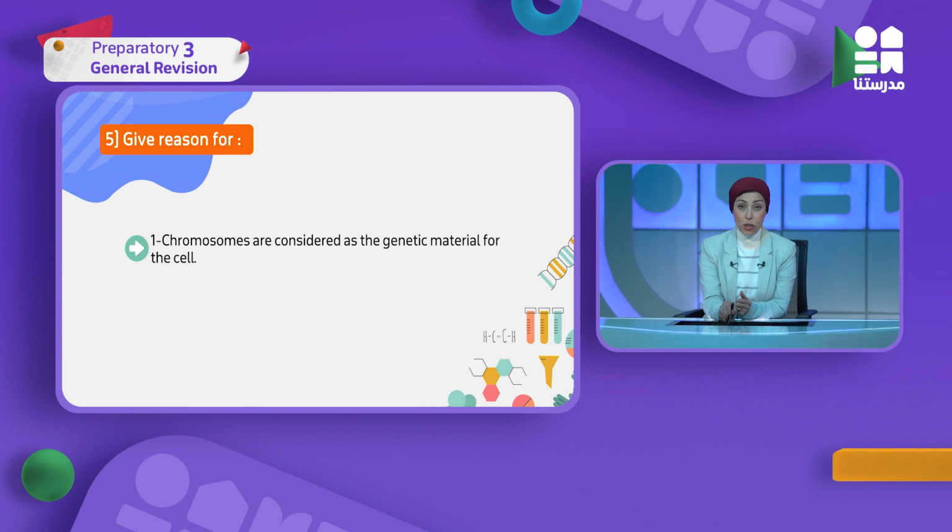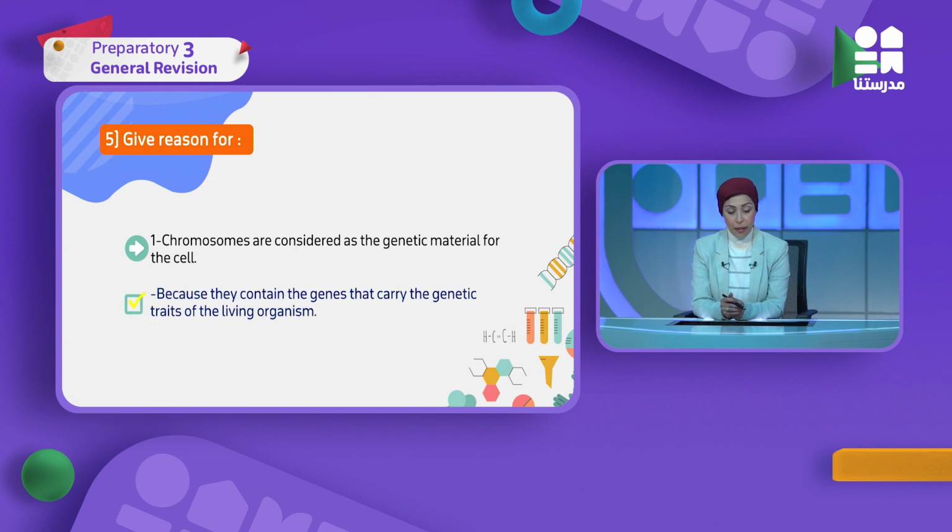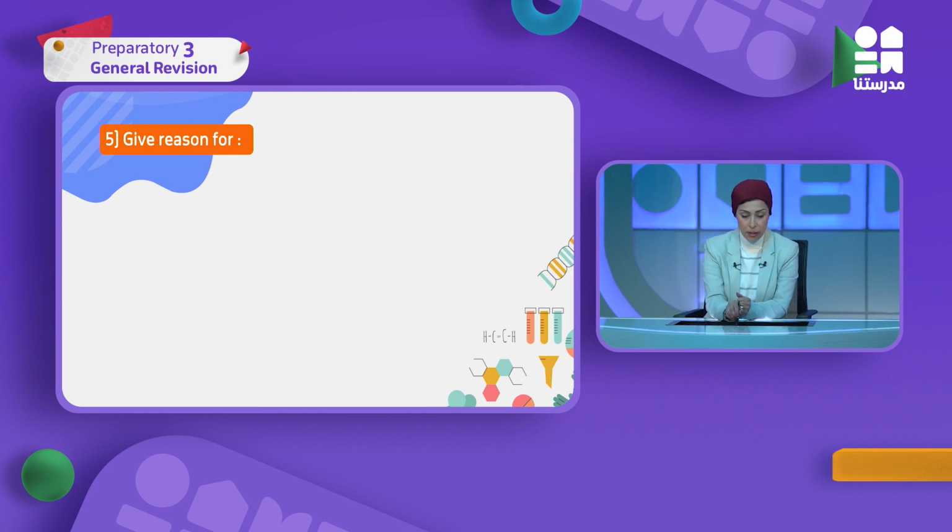ليه chromosomes considered genetic material for the cell? Because they contain the genes that carry the genetic traits of living organisms. جوه الكروموسومز فيها ال DNA والبروتين, all of them are the carrier of the genetic properties of living organisms.